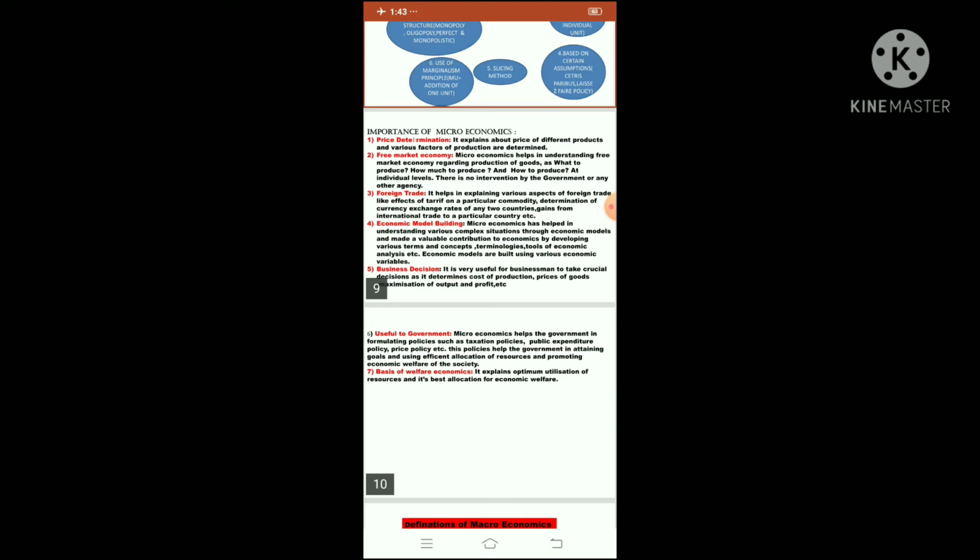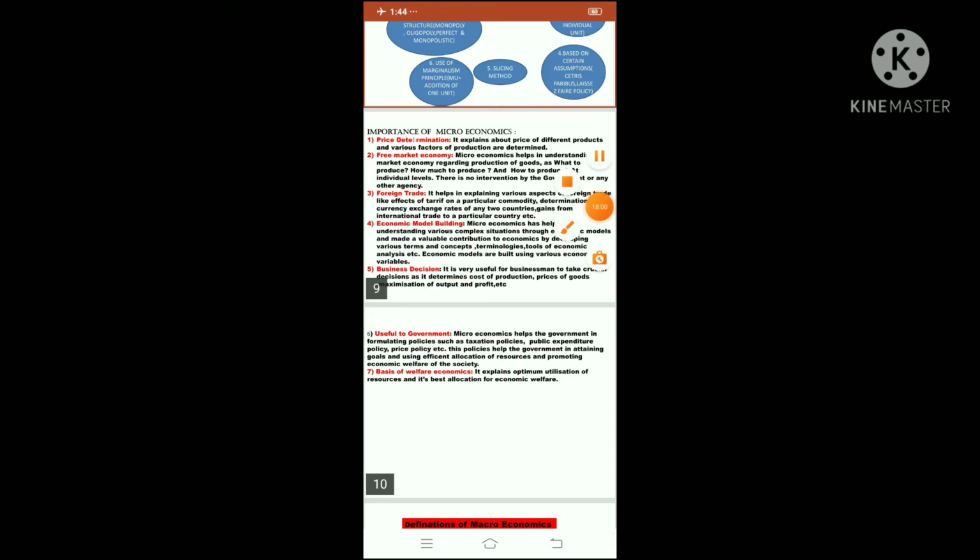Then you can attain economic welfare, children. What I told you? Use minimum resources and do maximum production. Then you can attain what? Economic welfare. So microeconomics, what I have told, is dependent on the basis of welfare economics. Very important, as it tells how to use minimum resources, how to have optimum utilization of resources, and maximum production should be there. So it will have what? Economic welfare. It means it will help the society, it will help the environment, children.